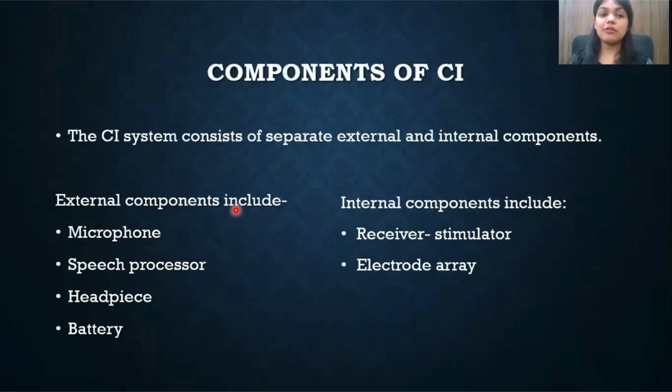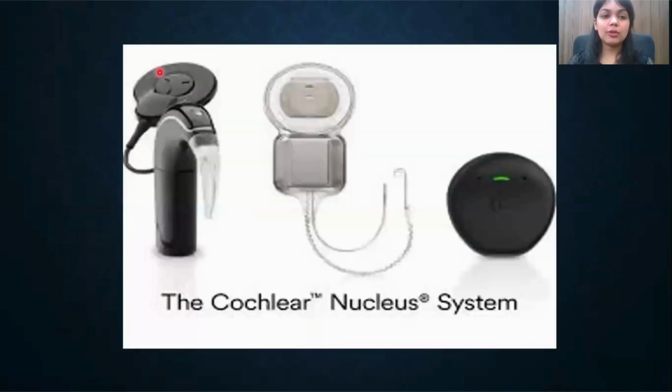So what are the components of a CI? A CI system will have external as well as internal components. The external components will include the microphone, the battery, the speech processor, and the headpiece. Here you can see the external component of a CI. And the internal component will have a receiver stimulator and an electrode array.